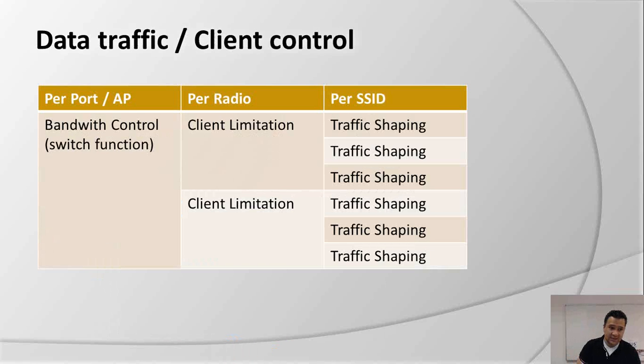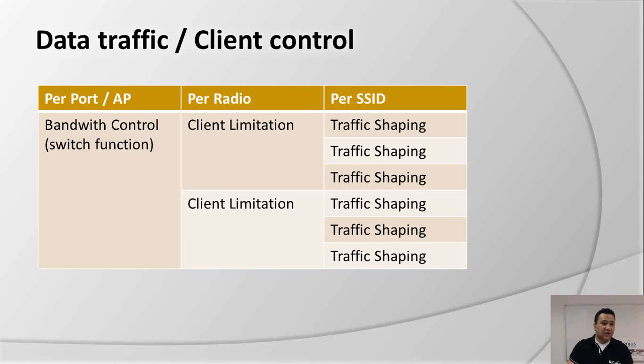I prefer this slide, because this slide gives a summary of how we can manage the traffic within a network. If we summarize this, there are 3 ways to fine-tune the data traffic. The first one is per port, or actually per access point. We can use bandwidth control, which is actually a switch function, and then we can already shape or fine-tune the data traffic per access point, or actually per port. I will show you later what it looks like.